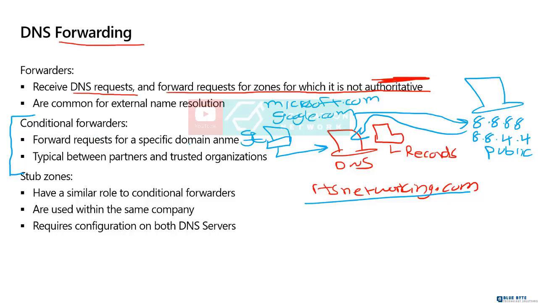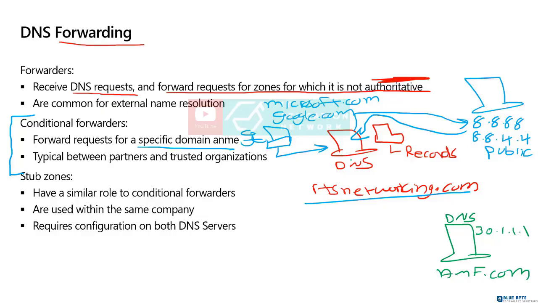A conditional forwarder is tied to a specific domain name. What that means, let's say we use the same picture. If I have a partner company, I'm going to say AMF.com. I need to be able to resolve names in AMF.com. This is their DNS server, and I know the IP address of this. I'm going to say it's 3.1.1.1.